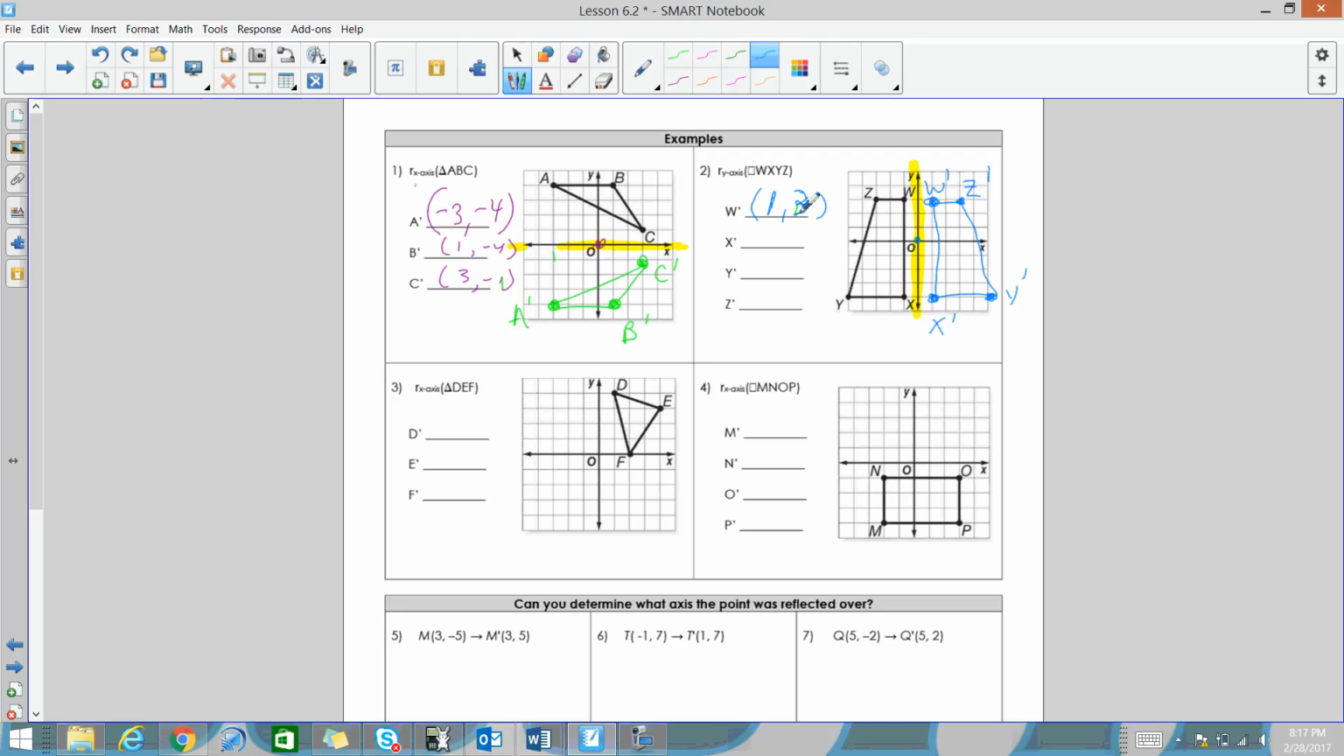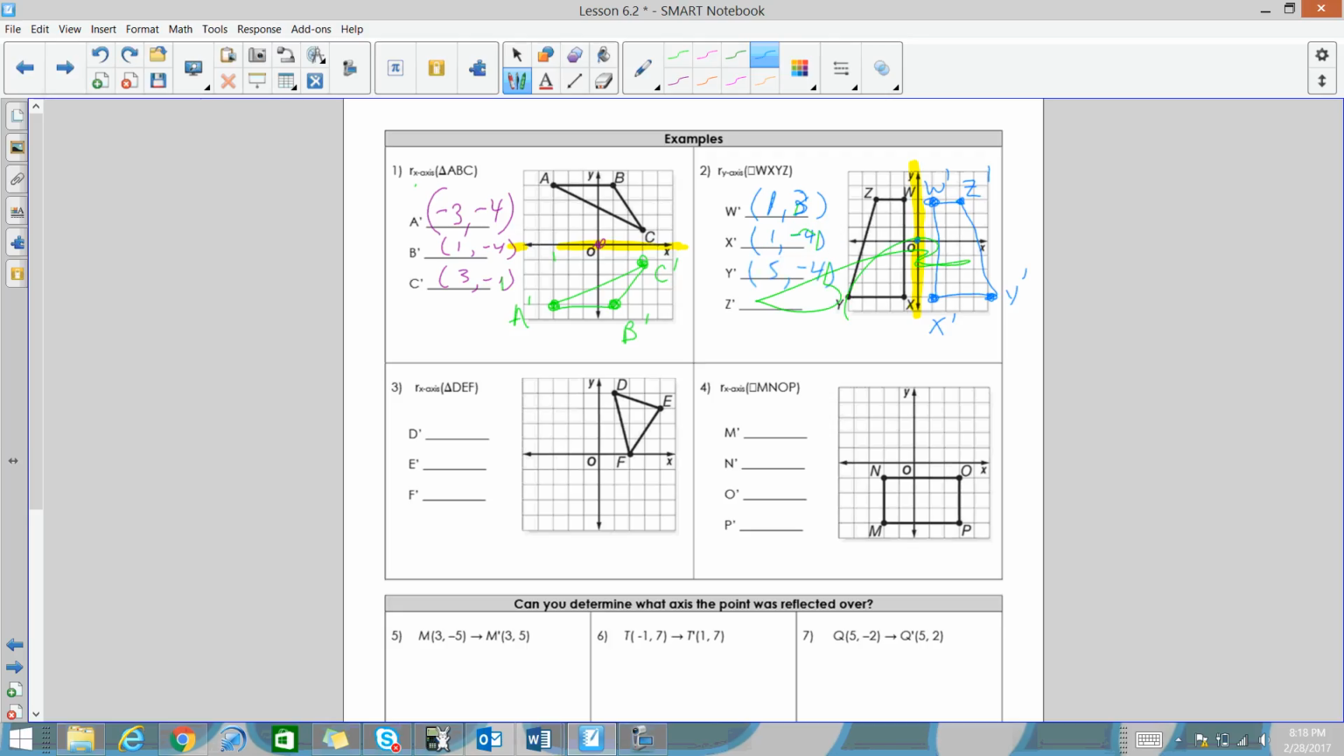X is right 1, down 1, 2, 3, 4. So 1, negative 4. Y is right 1, 2, 3, 4, 5, and down 1, 2, 3, 4. So it's 5, negative 4.